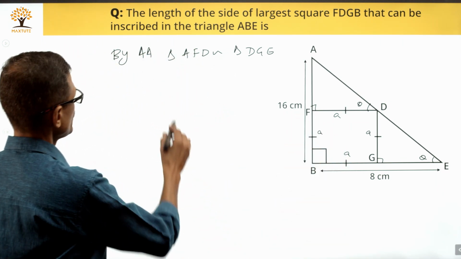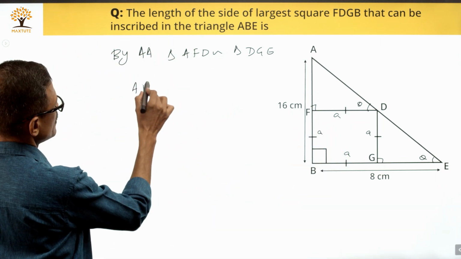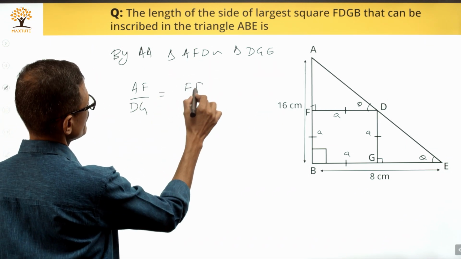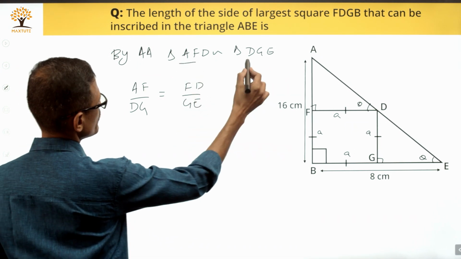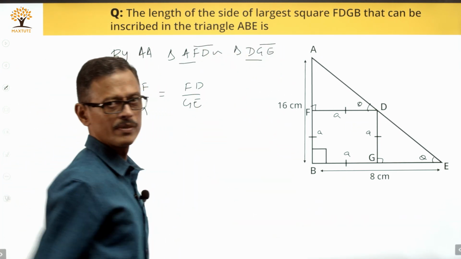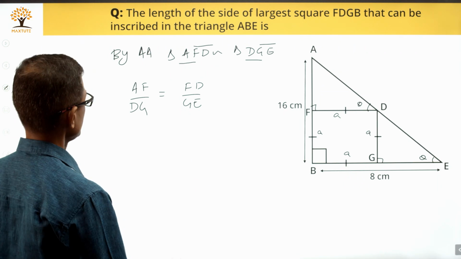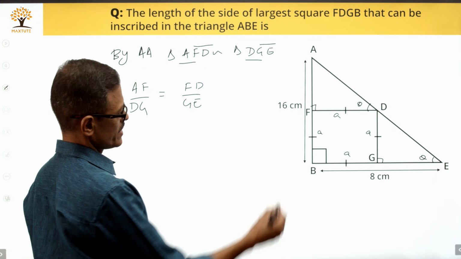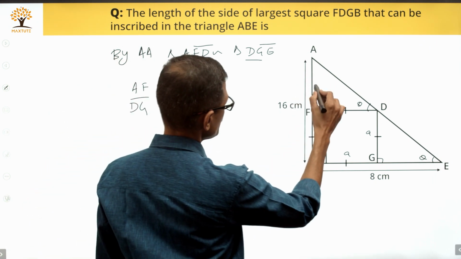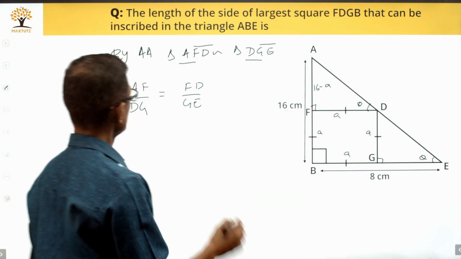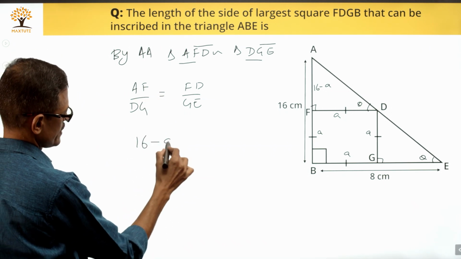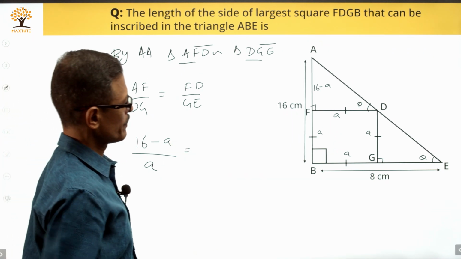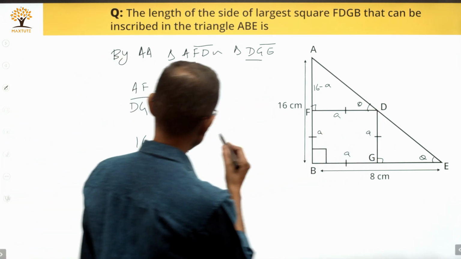Now, therefore, AF divided by DG is going to be equal to FD by GE. Let's see what all these values are. Do we know AF? Not really, but yes, this entire AB is equal to 16, FB is equal to A. So, AF is going to be equal to 16 minus A. DG is the side of the square which is equal to A, which is what we are trying to find out. FD, do we know? Yes, which is equal to A.